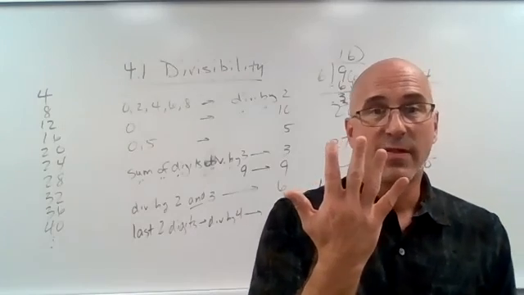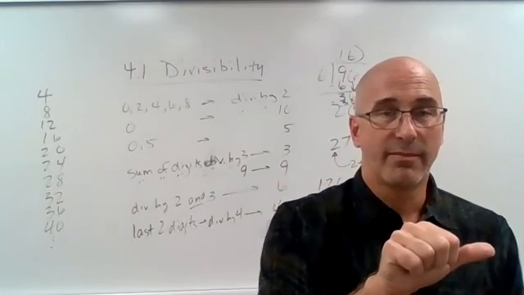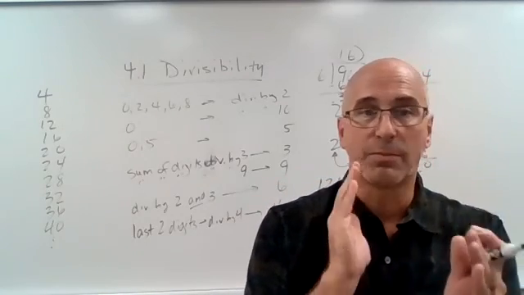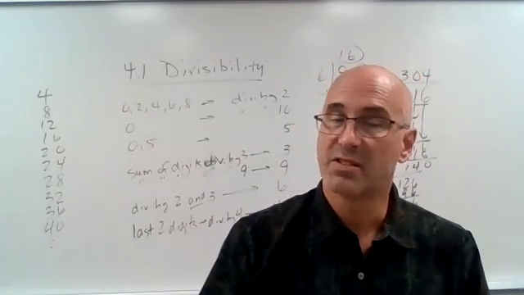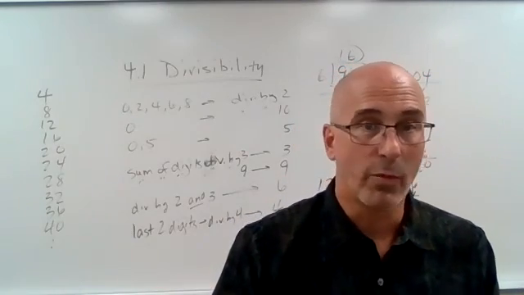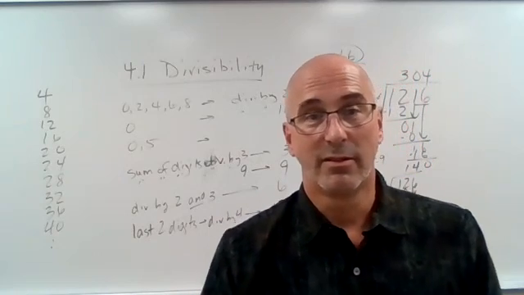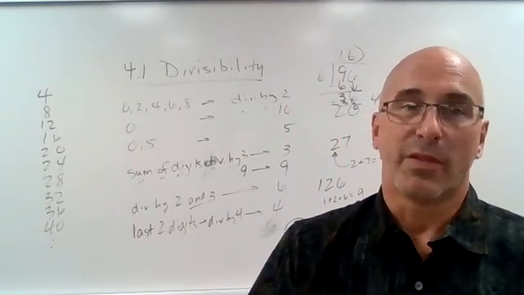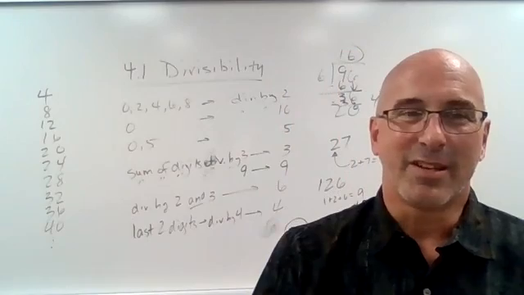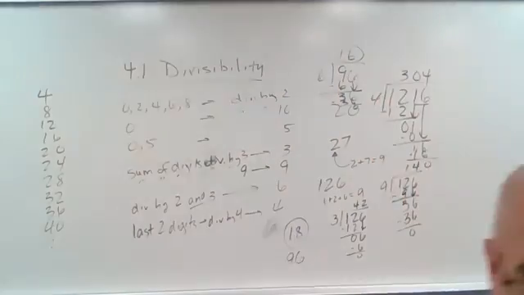5, it only has factors of 1 times 5. There's nothing else you can multiply together, whole numbers, that can bring you 5. Same with 7, only 1 times 7. 11, only 1 times 11, numbers such as that. So there are a few tricks of learning divisibility.